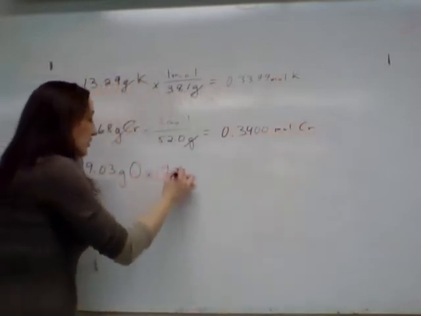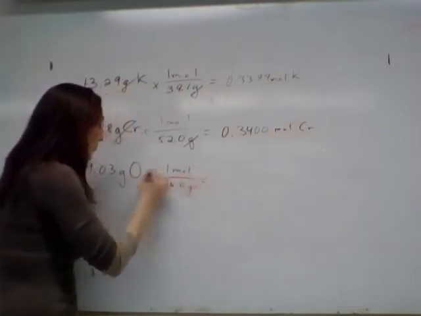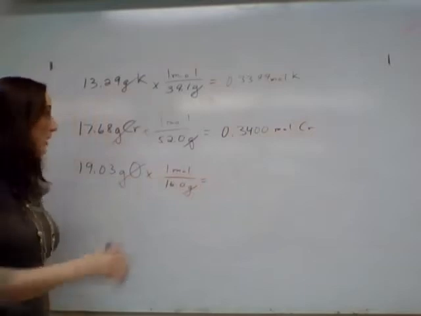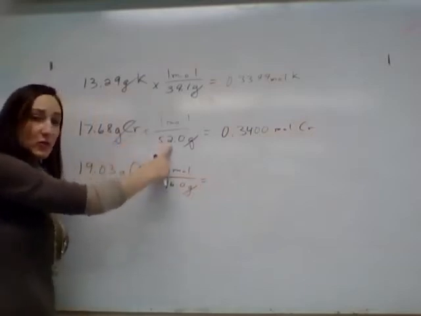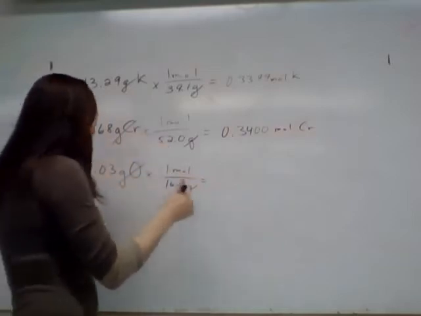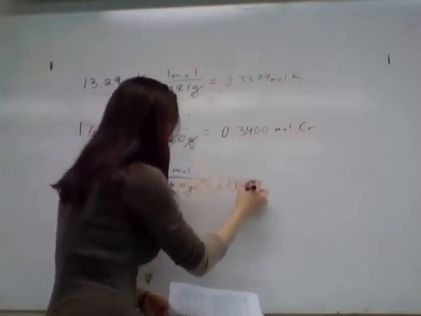And then for oxygen, the molar mass of oxygen is 16.0 grams. Again, I'm coming up with all of these numbers out of the periodic table. So you should go and double check and go find Cr, which is in the transition metal section. Its molar mass is 52.0 grams. Oxygen, molar mass is 16.0 grams. And so I get 1.189 moles.